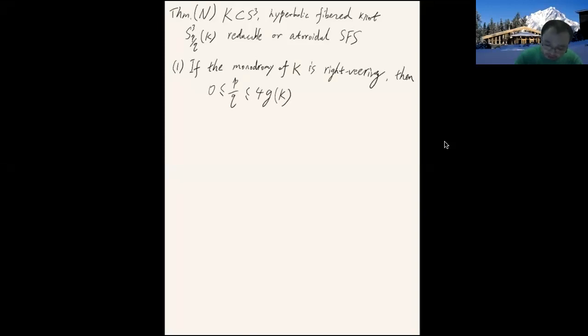And if K is also an L-space knot, then 4GK cannot be attained.